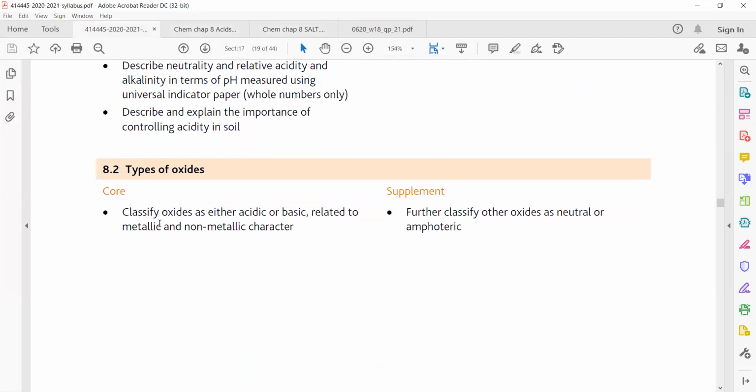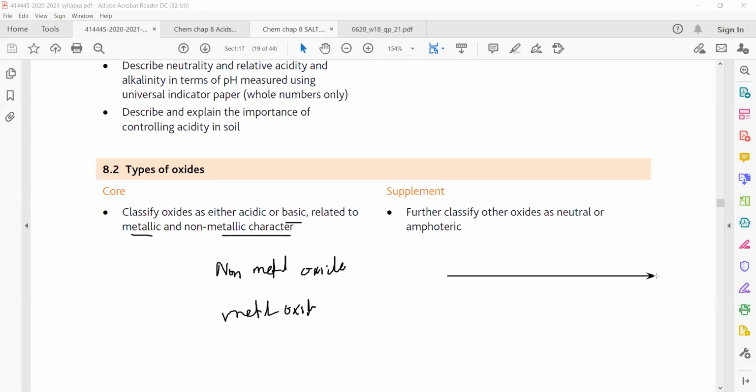Types of oxides. You should classify oxides as either acidic or basic, related to metallic and non-metallic character. So acidic oxides, the non-metal oxides, are also called acidic oxides, and metal oxides are called basic oxides. In the periodic table, when we move from left to right, the metallic nature changes to non-metallic. Metallic nature means they have a tendency to transfer electrons. Non-metallic means they have a tendency to share electrons. So what happens when we move from left to right? The metallic character changes to non-metallic character, or the type of oxide changes from basic to acidic.